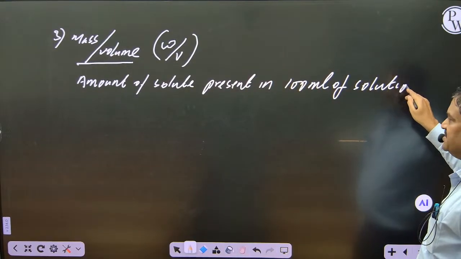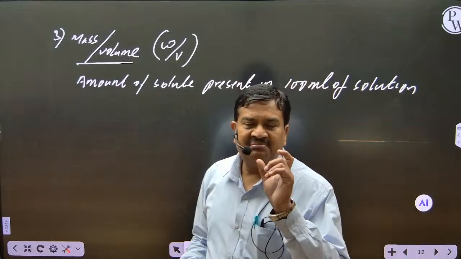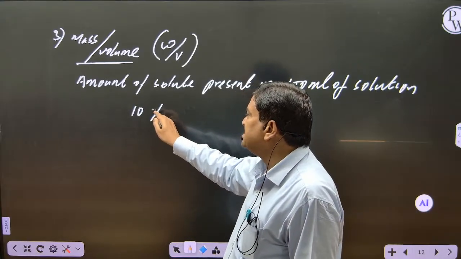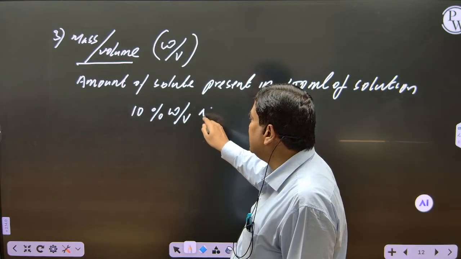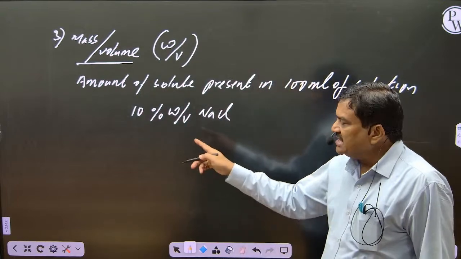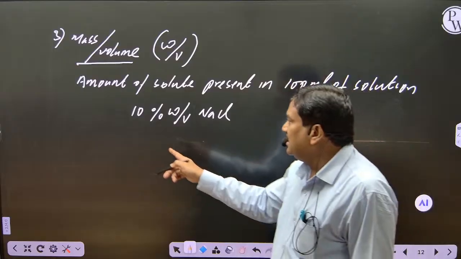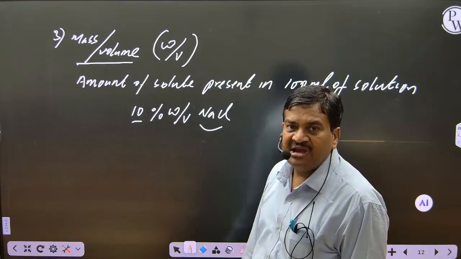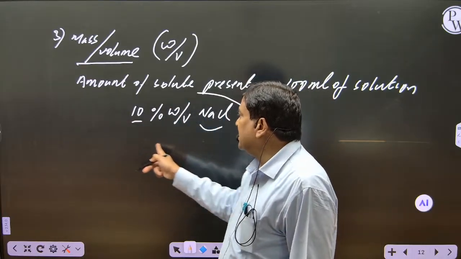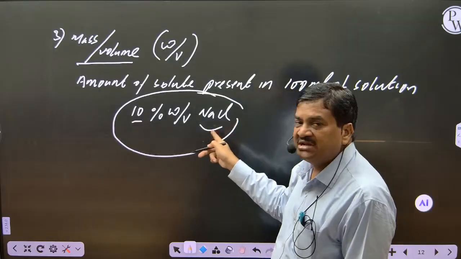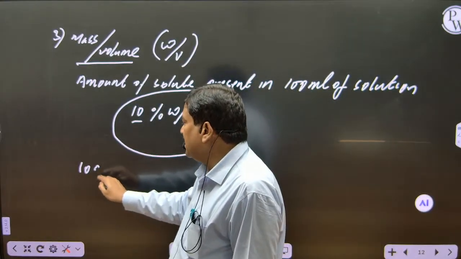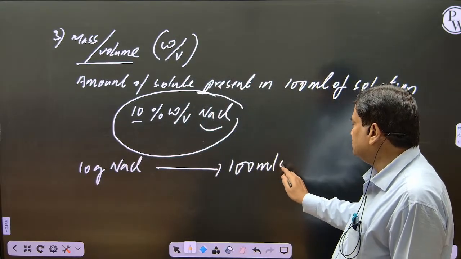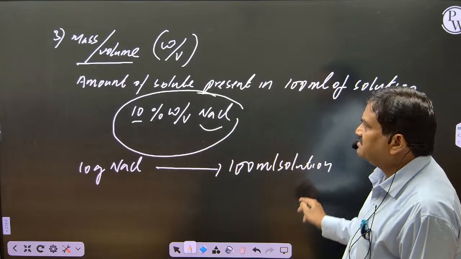And where do we express this concentration? If you observe the backside of a tablet, in pharmaceuticals, sometimes they mention 10% W by V NaCl. What does this mean? 10 grams of sodium chloride is present in how many ml of solution? 100 ml of solution. Understood what I am saying? This is mass by volume percentage.